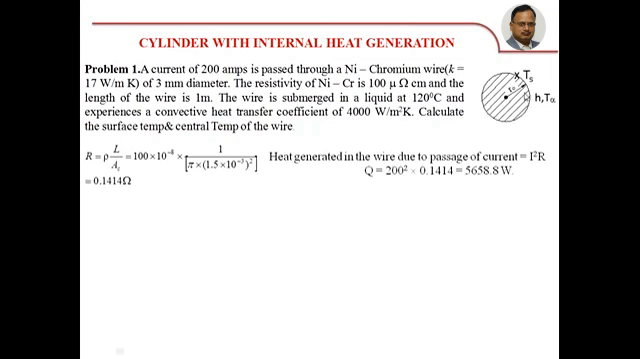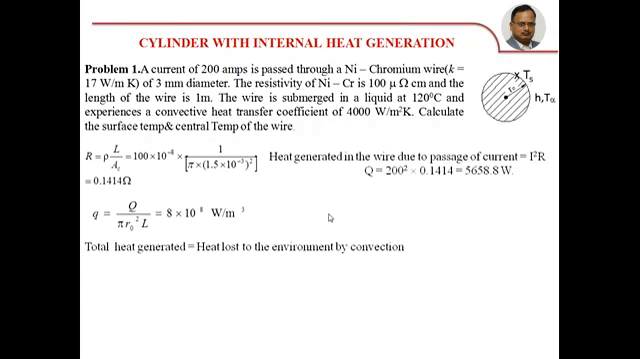Now heat generated in the wire due to this current passing through it is I square R, 200 square into this, so many watts. But in all our derivations we are using Q dot, which is watt per meter cube. So Q dot equals Q by pi R naught square L, which comes around 8 into 10 to the power 8 watt per meter cube.